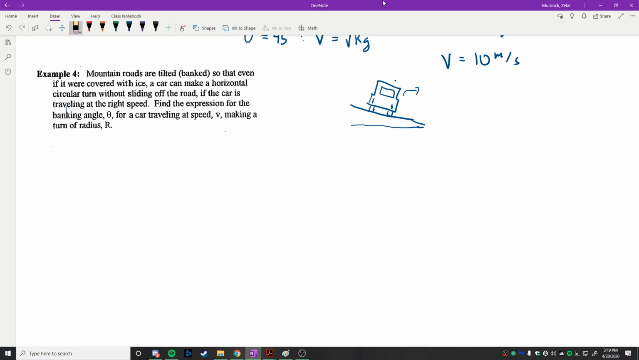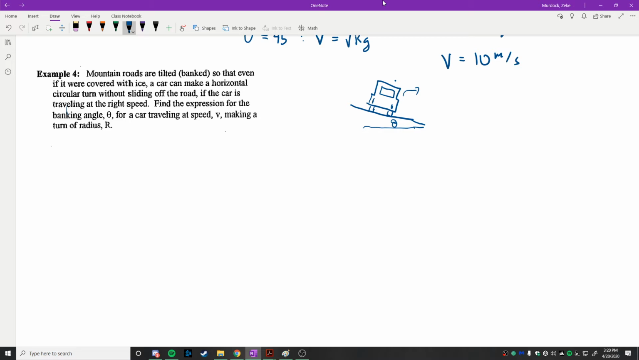So the basic idea is you've got this banked road, and it's banked at an angle theta down here. There's an angle theta right here. It says a car can make a horizontal circular turn without sliding off the road if the car is traveling at the right speed. We want to find an expression for the banking angle theta for a car traveling at speed v, making a turn of radius r.